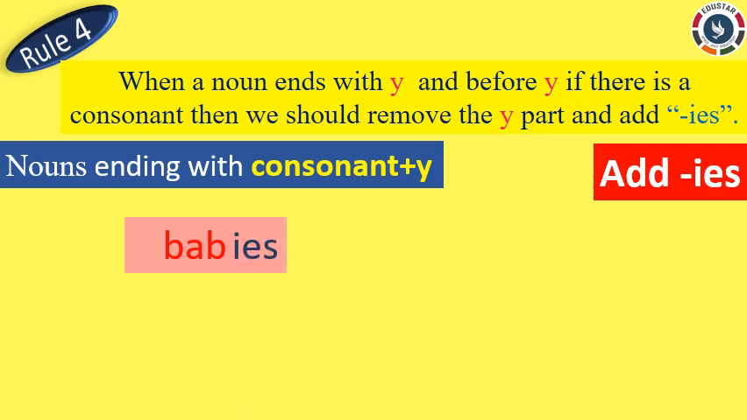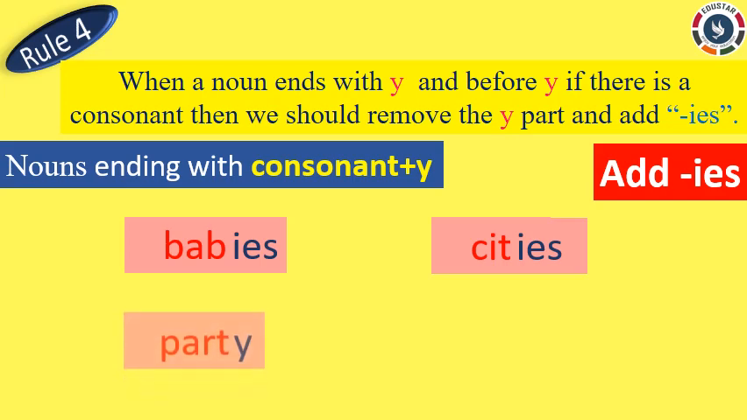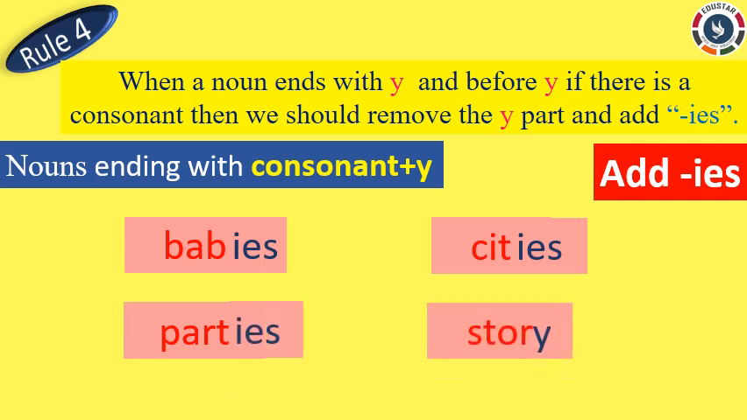ies. Another word, city. Here also, the word ends with y. But before y, we have t, which is a consonant. So, to make the plural form, remove y and add ies. So, city becomes cities. Party becomes parties. Story becomes stories.